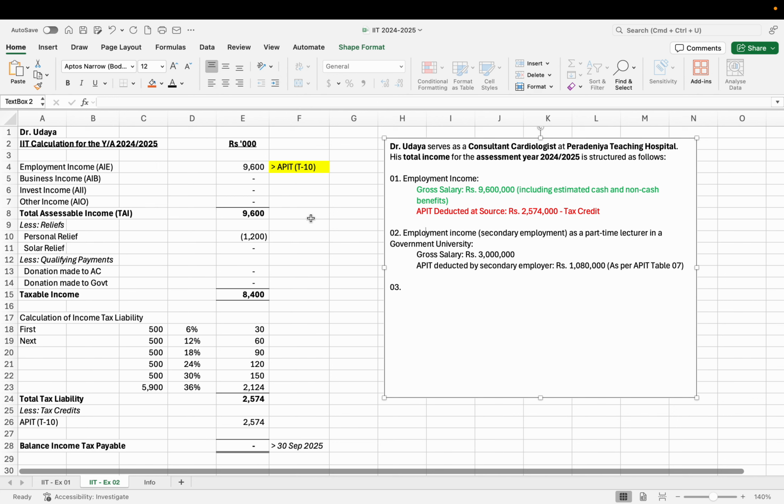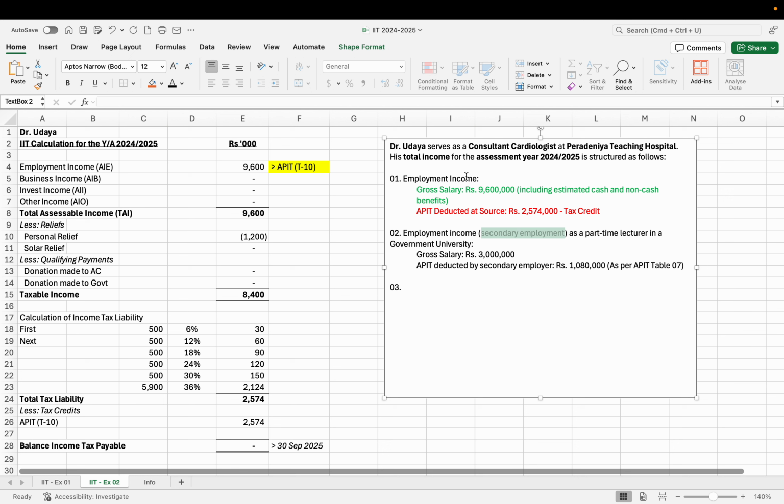Then this is Dr. Udaya, a consultant at Peradeniya Hospital. He has the primary employment. I would say this one we can call primary employment, and this one is a secondary employment. For another employment income, if there is one, we can add it as a secondary employment.